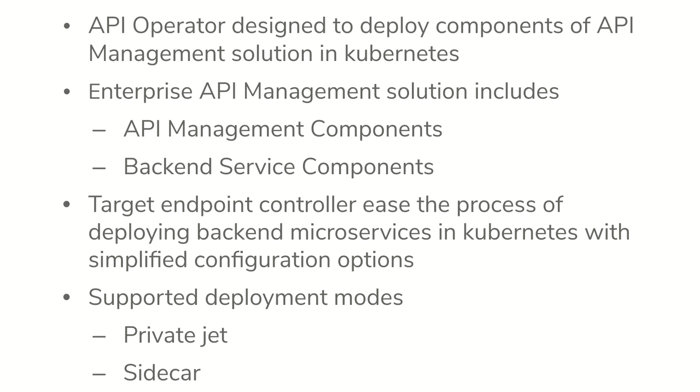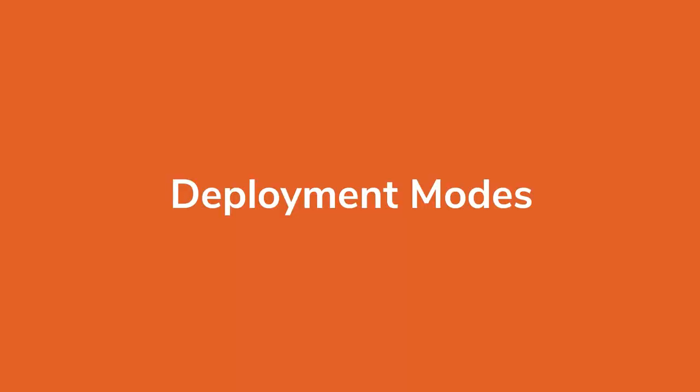When you deploy your backend managed services, you often need to specify the image, the ports and the protocols, with many more configurations which need to be exposed from the Kubernetes environment. Our target endpoint definition supports two deployment modes, including private jet and sidecar. Let's take a look at the deployment modes.